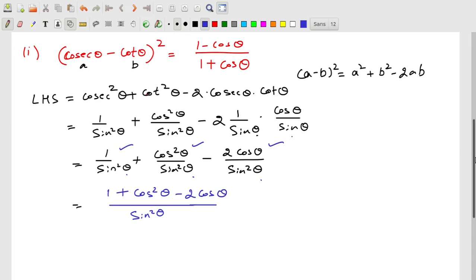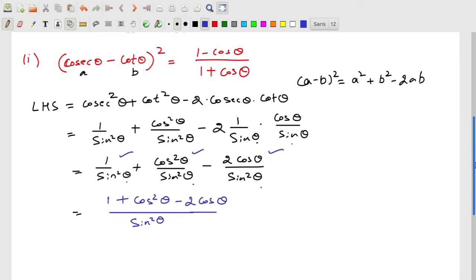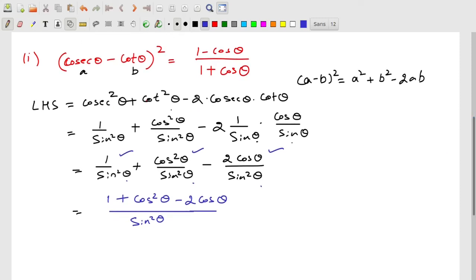Okay, fine. So now see here, whenever you solve these proof questions, you need to keep the final expression in mind. What we need at the end of this solution is 1 minus cos theta by 1 plus cos theta, right? 1 minus cos theta by 1 plus cos theta. So now how to get this 1 plus cos theta in the denominator? You won't get this 1 plus cos theta from sine square theta, right? So now we need to make some changes to this sine square theta. How can you make some changes here to get this 1 plus cos theta?